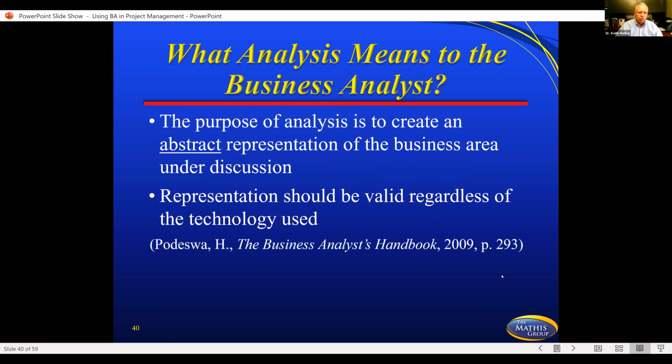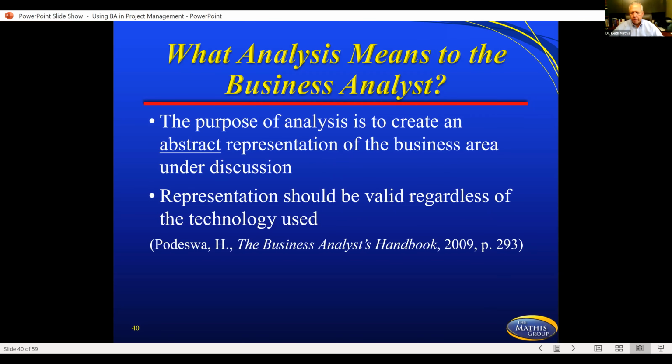So what analysis means to the business analyst is the purpose of that analysis is to create an abstract representation of the business area under discussion. A representation should be valid regardless of the technology used. So you're trying to look at an analysis that doesn't automatically bias you to use a certain technology or come to a certain conclusion.